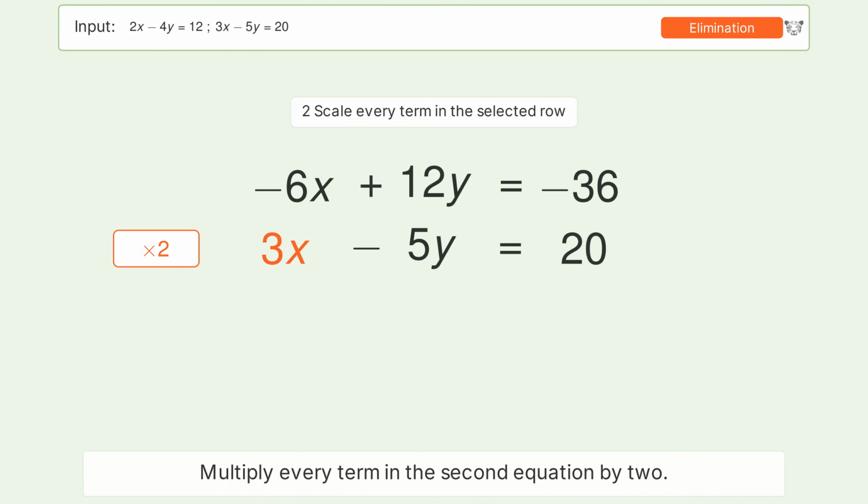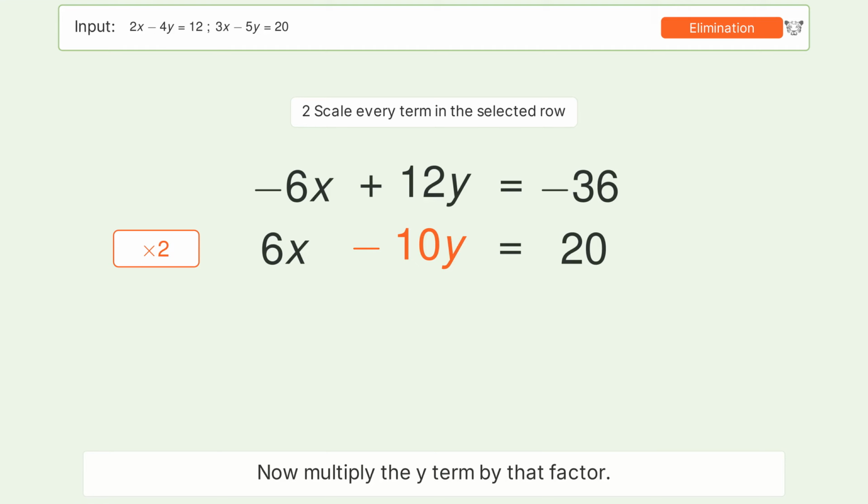Multiply every term in the second equation by 2. Multiply the x term by the same factor. Now multiply the y term by that factor. Finally, multiply the right side too.